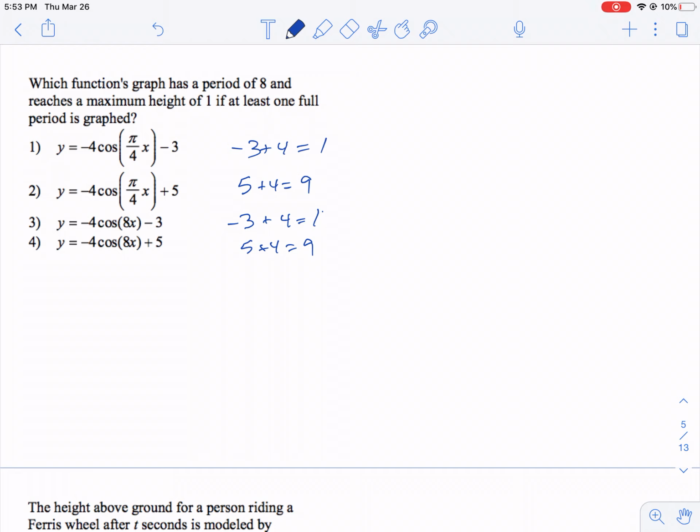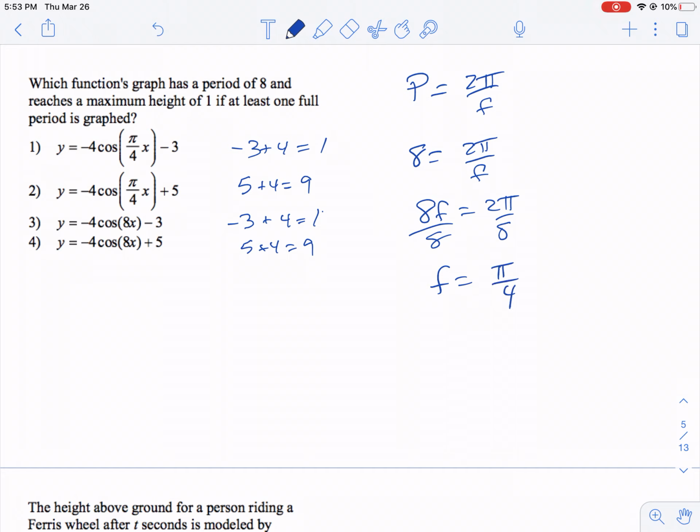So we have to work on the period. So the period is 2 pi divided by the frequency. So I want the period to be 8. Cross multiply. So my frequency has to be pi fourths. So, oh, it wants a maximum height of 1. Sorry, I thought that was at least 4. So maximum height of 1 would be either choice 1 or 3. And the frequency we just found out had to be pi fourths. So the answer is choice number 1.